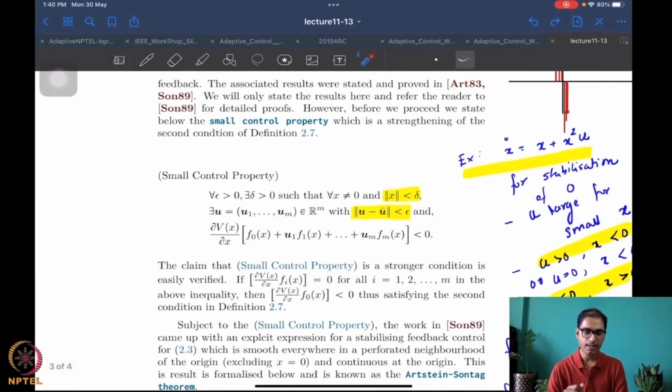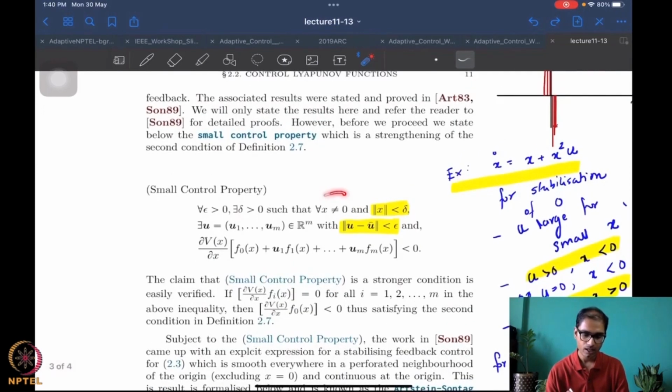But before we can say that, we have to also talk about what the small control property is. So what is the small control property? It says, essentially in this epsilon-delta form, that for all epsilon positive, there exists a delta such that for all non-zero x with norm of x smaller than delta, there exists a control which is close to the equilibrium control in terms of epsilon, and you have V dot strictly negative.